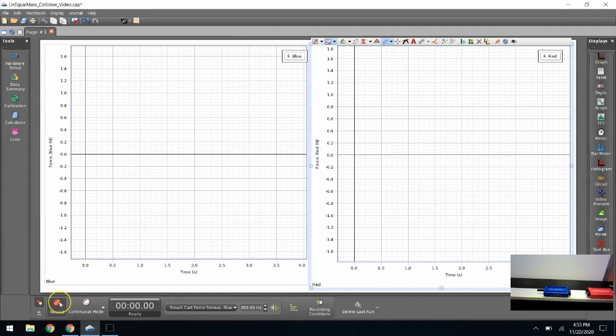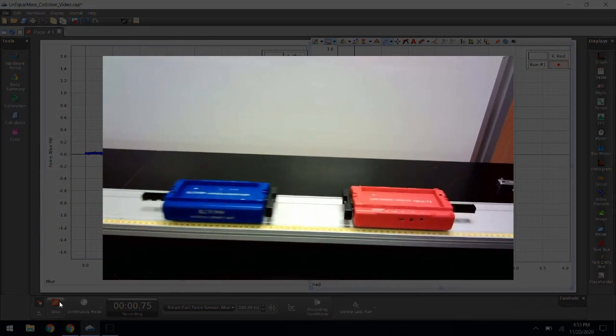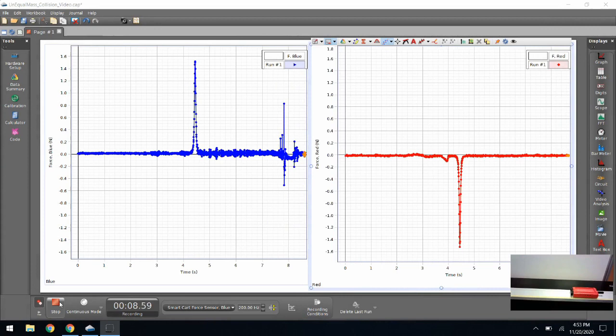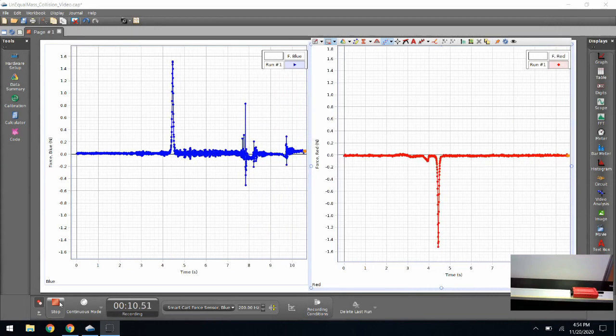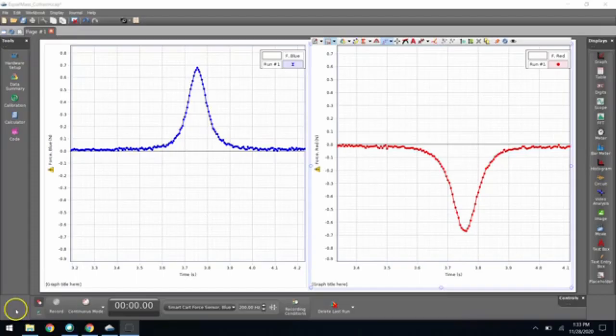Let's press record over here. Make the screen up big. You can see the data collected in real time. That was loud. Okay, so let's investigate and see what that data looks like.